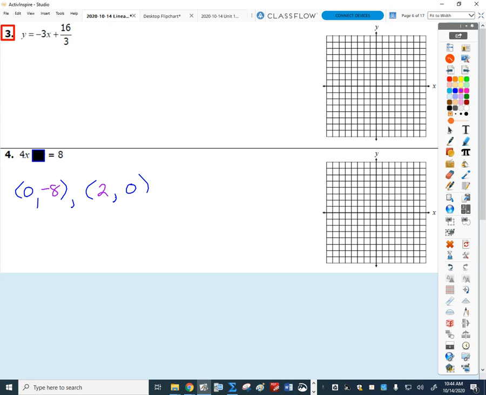And we're good. Right now I've got 2 points, so I can graph the point at 2, 0, which is right there. I can graph the point at 0, -8, which is right there. Connect and extend, and there's my line. Okay? You see where that comes in handy with standard form?